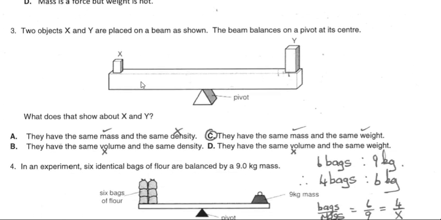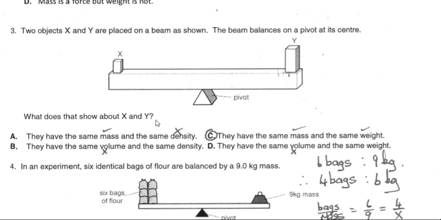Question 3. 2 objects X and Y are placed on a beam as shown. The beam balances on a pivot at its center. So that means that the moments about the pivot are equal to each other. So that means that the force applied by X multiplied by its perpendicular distance from the pivot is equal to the product of the force applied by Y downwards and its perpendicular distance from the pivot as well.